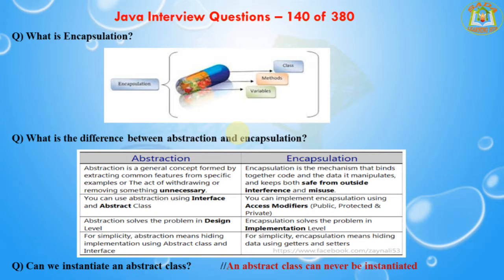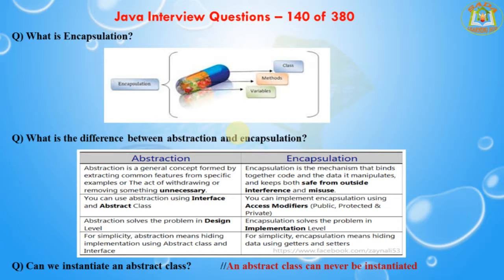The next question is, what is encapsulation? Encapsulation is the technique used for hiding the properties and behavior of an object and allowing outside access only as appropriate. It prevents other objects from directly altering or accessing the properties or methods of the encapsulated object.